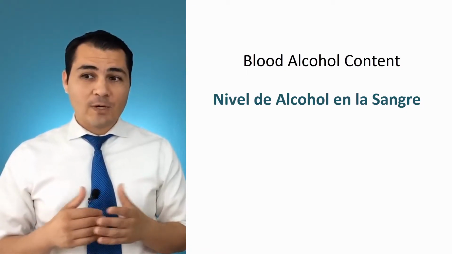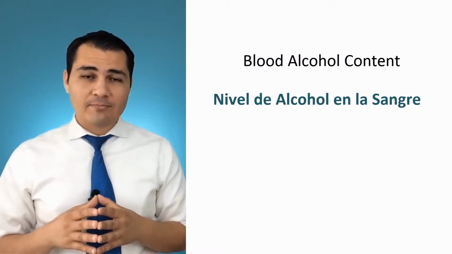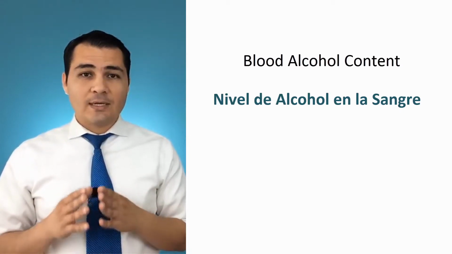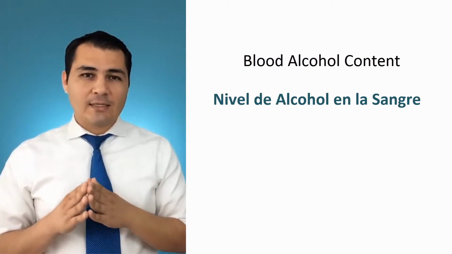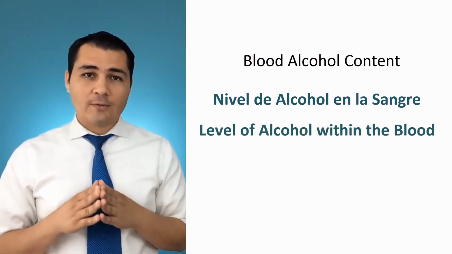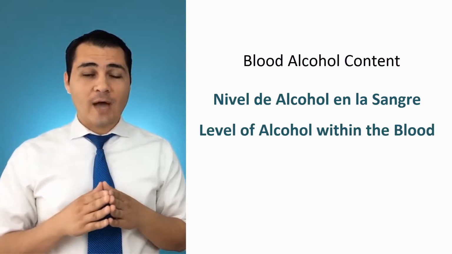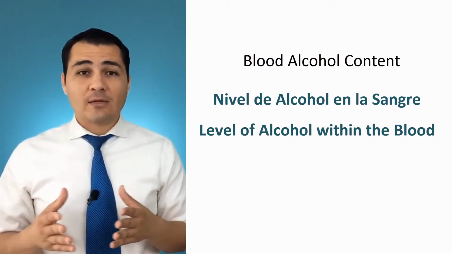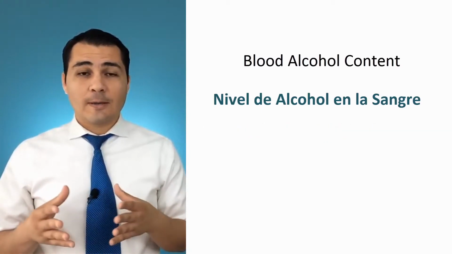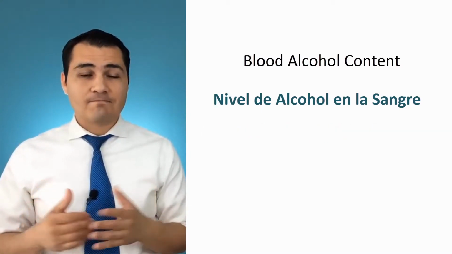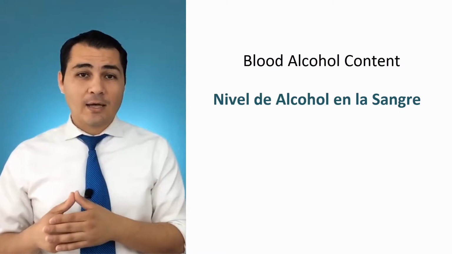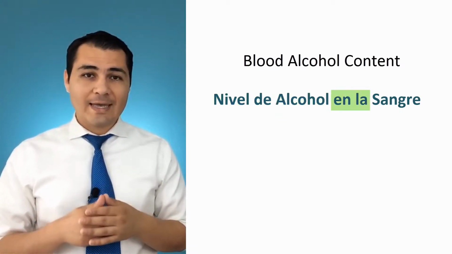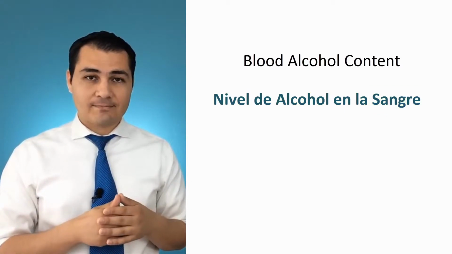Now you're probably thinking, well, this does not add up. In English, we only have 3 words. That is correct. In Spanish, it is really saying level of alcohol within the blood. And that is due to the differences in grammatical structures or requirements in each language. So in Spanish, again, blood alcohol content, nivel de alcohol en la sangre.